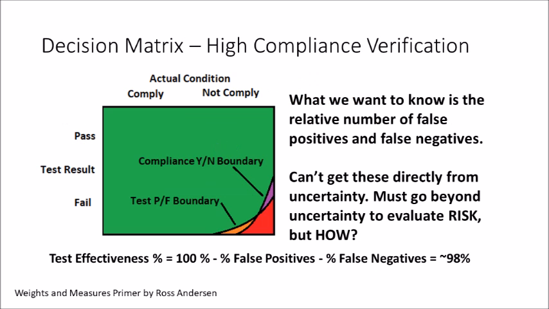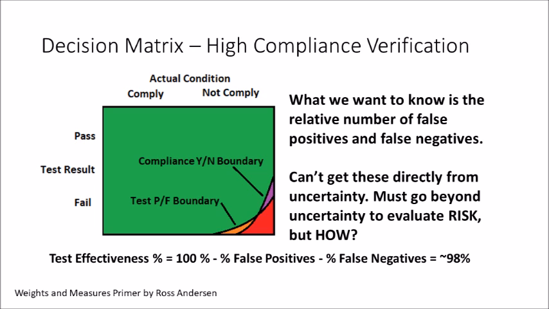Here's an alternative that might represent a high compliance verification. Notice that we've pushed the non-compliance/compliance boundary down into the lower right corner of the figure, and likewise the test pass-fail boundary. But notice that they still cross each other. And the non-compliance here is about 6%, which means that the instruments are 94% compliant. Notice that the number of false negatives and false positives has been greatly reduced.